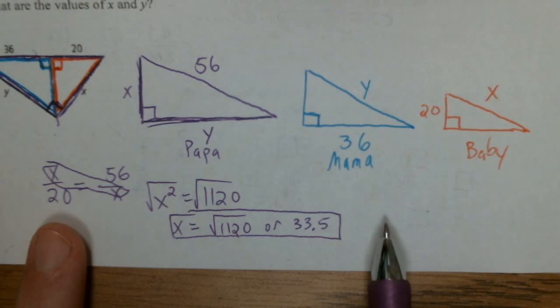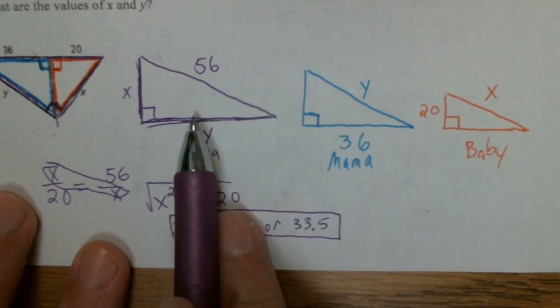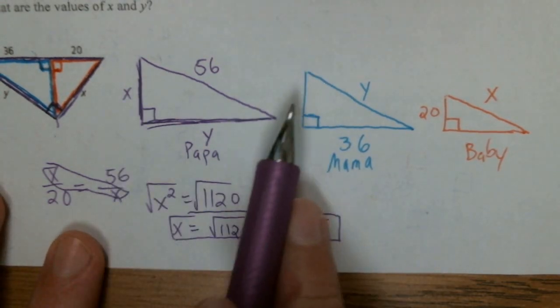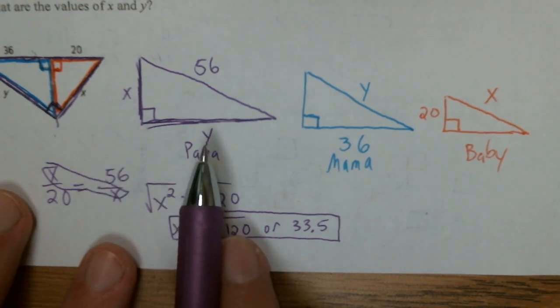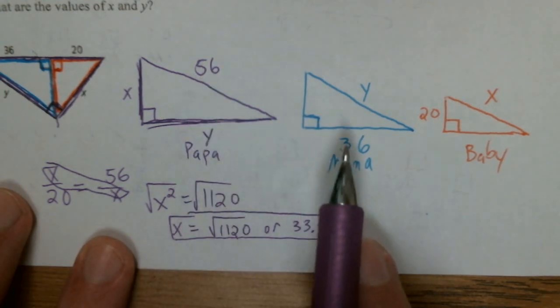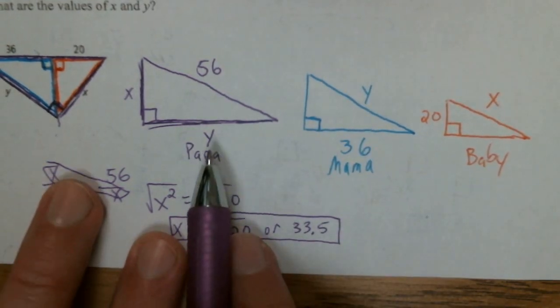Let's move on to y. Which two triangles have y in them? Papa has a y and Mama has a y. So I'm going to relate the purple triangle to the blue triangle. This time I can't go left. I can either go bottom to top equals bottom to top, or I can go left to right. However you want to do it. Let's go left to right to be consistent.